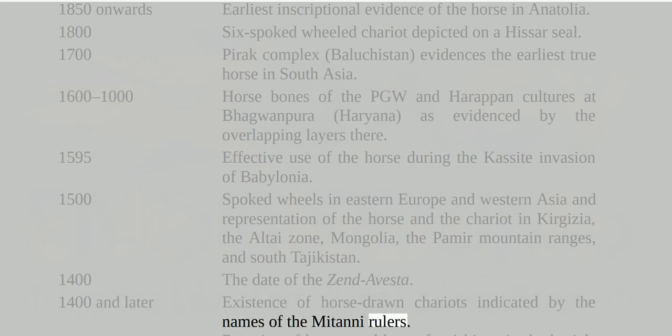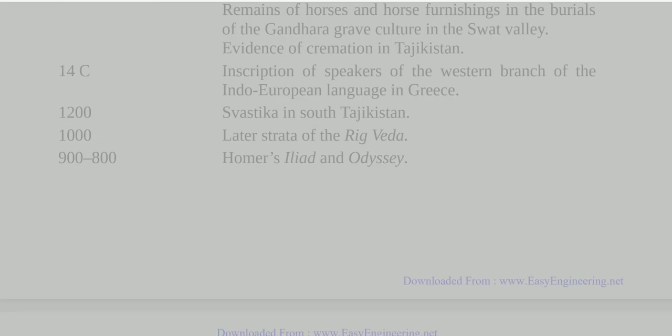Names of the Mitanni rulers. Remains of horses and horse furnishings in the burials of the Gandhara grave culture in the Swat Valley. Evidence of cremation in Tajikistan. 14th century BC inscription of speakers of the western branch of the Indo-European language in Greece. 1200 swastika in South Tajikistan. 1000 later strata of the Rig Veda. 900-800 Homer's Iliad and Odyssey.